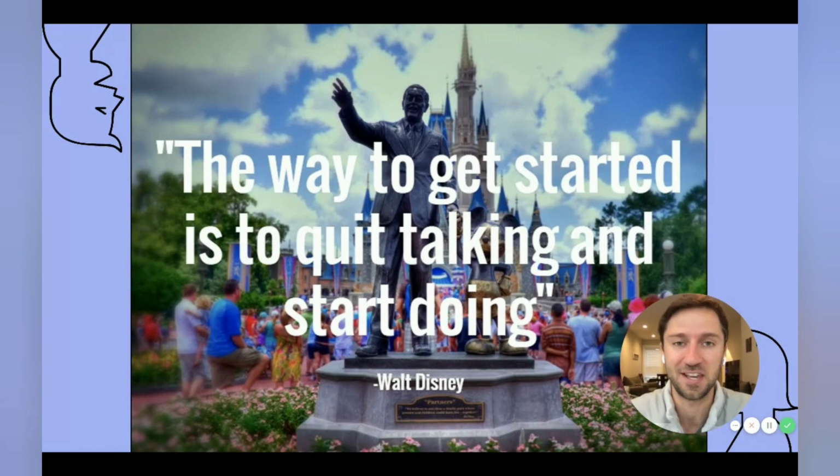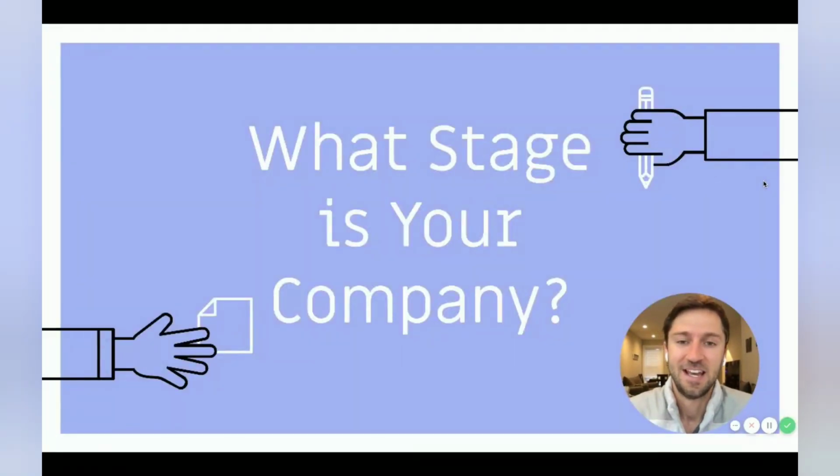It's not about thinking how to get started. It's about actually doing it. So I love that quote from Walt Disney. And I talked about one of the first things you should think about as you're thinking about what problems you should attack, or even finding the problems you should attack, is understanding more about your company. It's a little bit counterintuitive, but we're going to have to zoom out first, and we're going to look at just your company.